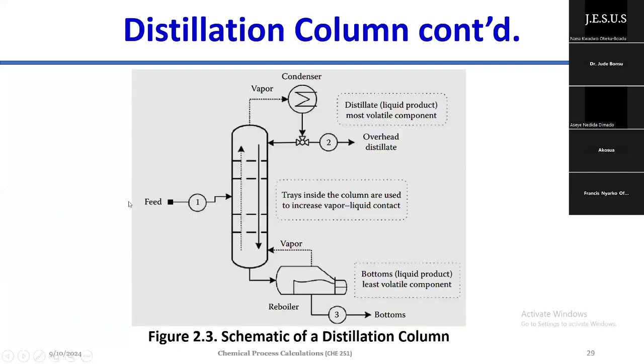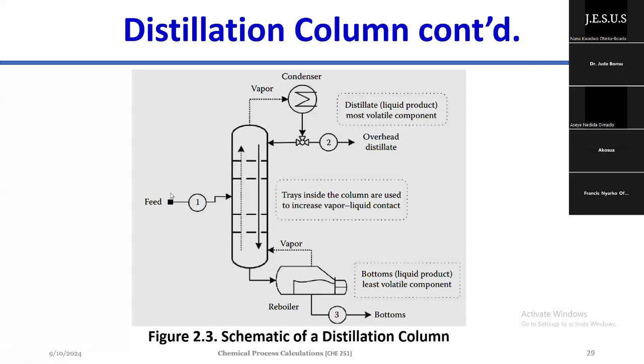So we have the feed entry. Just like I said, when you talk about the distillation column, one feed enters because it's a separation technique. The feed enters and then we are going to separate it into two or more components. We have our upstream here and then our downstream. The vapor leaves, the more volatile component leaves at the upstream, and then the less volatile leaves at the bottoms. So anytime you have a problem, it talks about a distillation column.